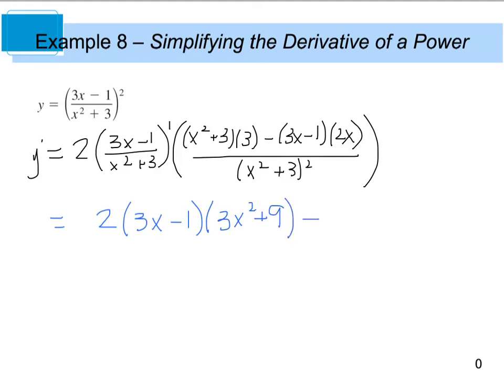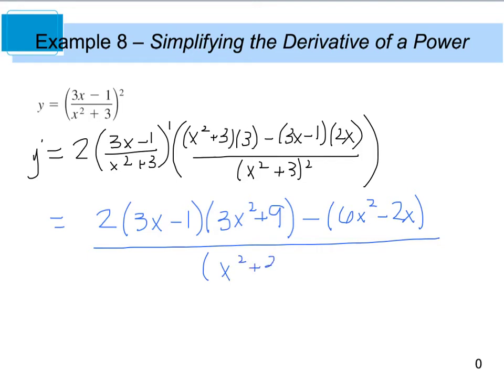And then we're going to subtract, and I'll do the same thing here. I'll distribute this on into this piece. So then that's going to give us minus 6x squared minus 2x. And we're going to divide this whole thing by the quantity of x squared plus 3.